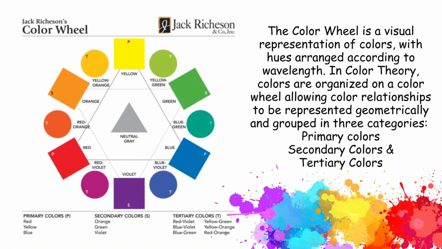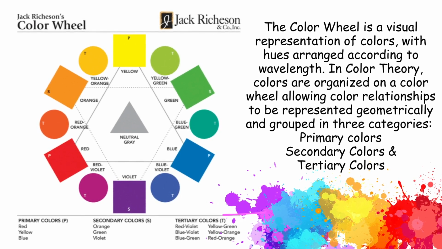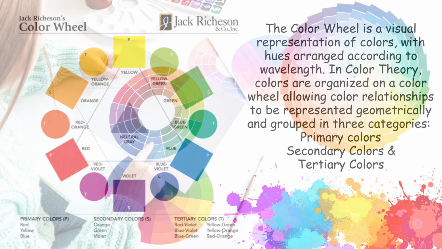The color wheel is a visual representation of colors, with hues arranged according to wavelength. In color theory, colors are organized on a color wheel, allowing color relationships to be represented geometrically and grouped in 3 categories: primary colors, secondary colors, and tertiary colors.